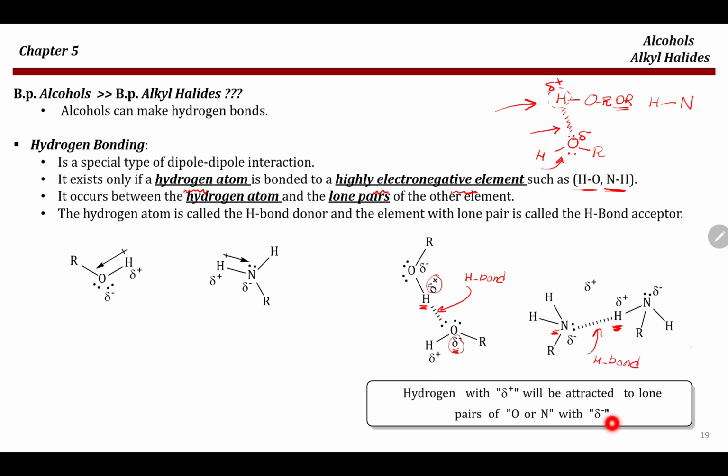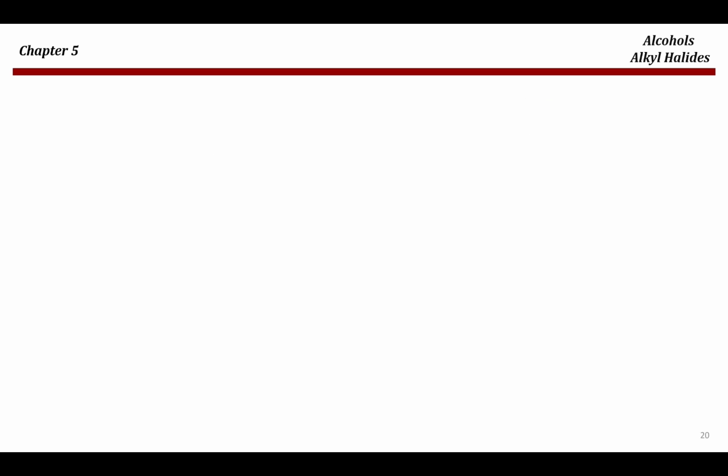So this is how hydrogen bonding is formed in molecules which are capable of forming hydrogen bonds, and this is the main reason which makes the boiling point of alcohols or amines very high compared to other compounds. So hydrogen bonding is a strong type of interaction, and because it's strongly attracting molecules together, the amount of energy which is needed to break the bonds between molecules will be higher, and that's why the boiling point will be higher.